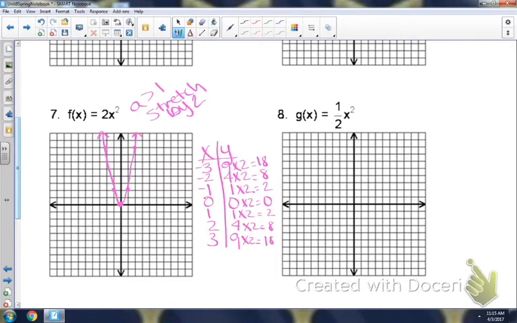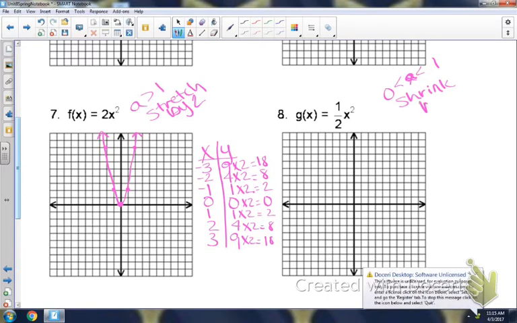So if you look at 8, notice your a, your coefficient of x squared is 1/2. So anytime it's in between 0 and 1, it's going to be a shrink. Shrink by 1/2. So my vertex is not going to change. We don't have a shift. Instead of it being 1, 1, it's going to be 1, 1/2. Instead of it being 2, 4, it's going to be 2, 2, because you're taking half of that original y value. And then instead of it being 3, 9, it's going to be 3, and then half of 9 would be 4.5. And then same thing on your other side. So it makes the parabola wider because those y values are shrinking, getting smaller.